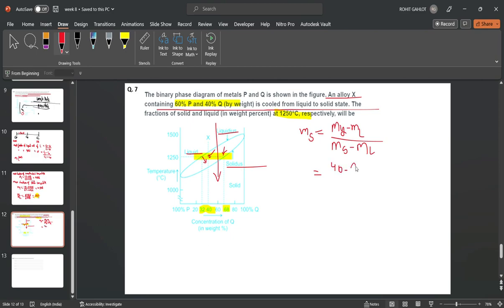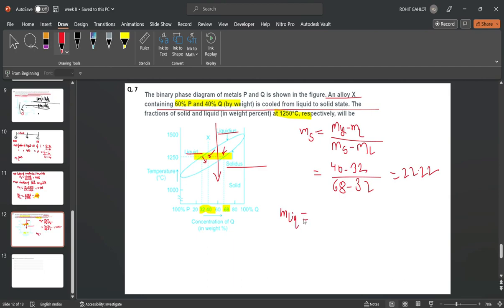Okay, so this will come as your Mo is around 40 minus Ml is 32, divided by 68 minus 32. So this is your 68, this is your 32, and this is your 40. So this will come around 22.22.